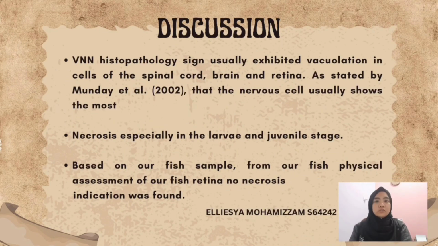VNN histopathology signs usually exhibit a vacuolation in the cell of the spinal cord, brain, and retina. As stated by Mandi et al., 2002, the nervous cell usually shows the most necrosis, especially in the larval and juvenile stages. Based on our fish sample, from our physical assessment of our fish retina, no necrosis indication was found.